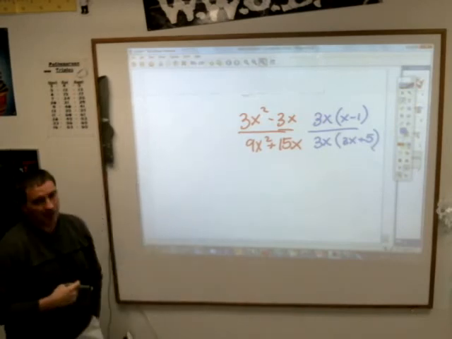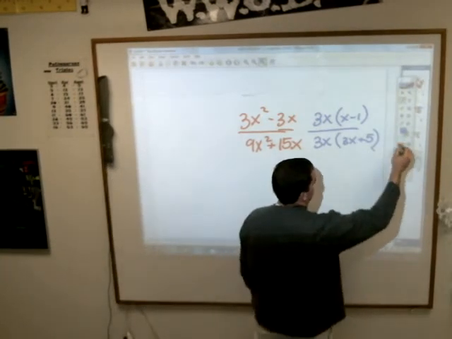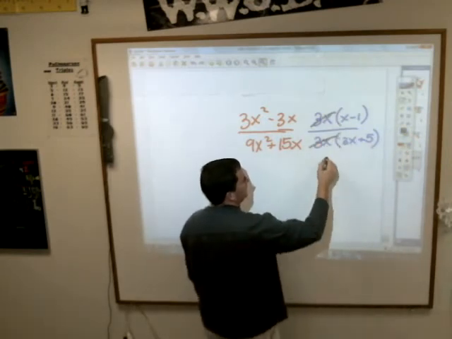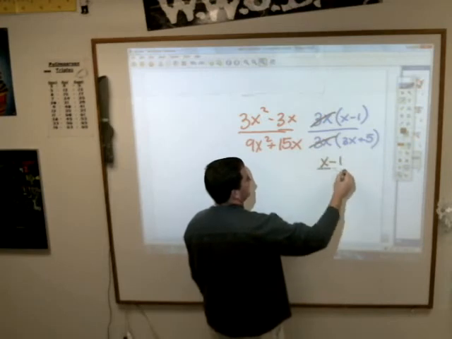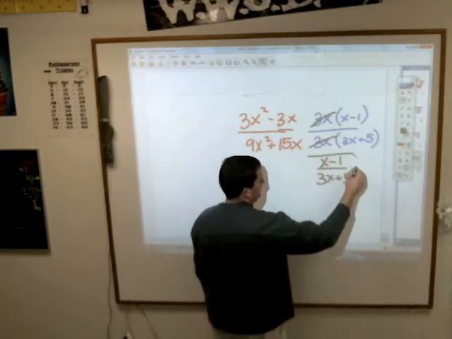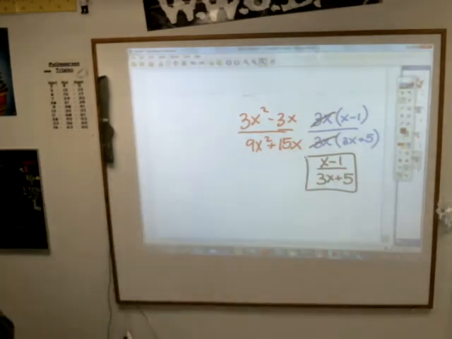Now, what crosses off? Emily Kate? Both of the 3x's. This crosses off with that. These 2 you can't do anything with, so you just rewrite it as x minus 1 over 3x plus 5. That would be pretty much the end of the story there.